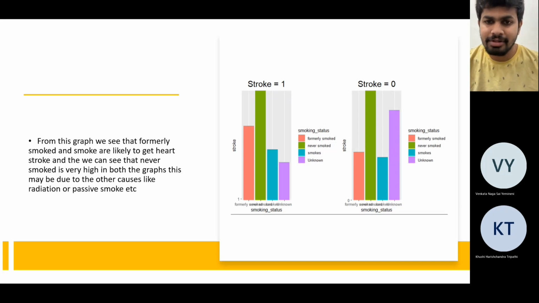This may be due to other causes, such as radiation or passive smoke, etc. So we can't decide this by a single attribute. We have to take multiple attributes to decide about this stroke. And now we'll see the models, which will be explained by my teammate Sai.